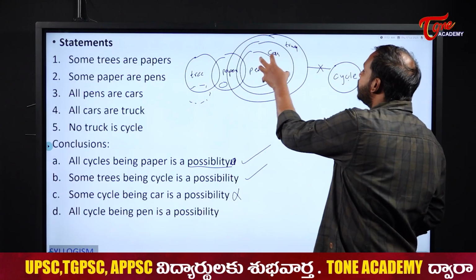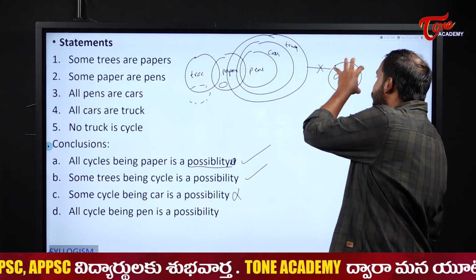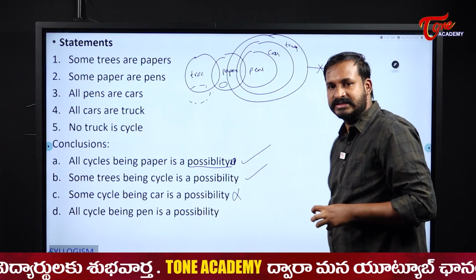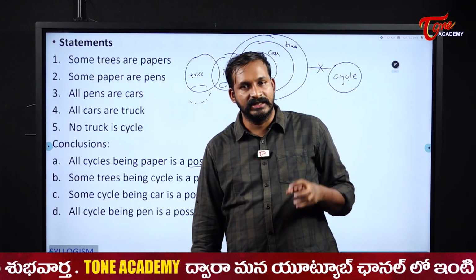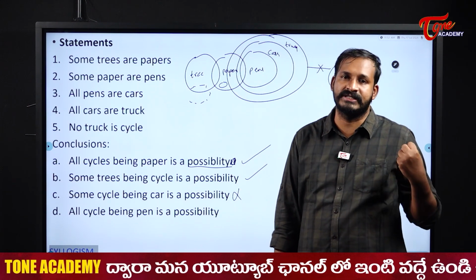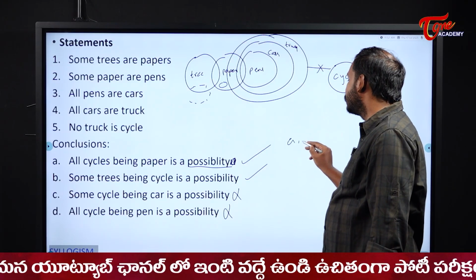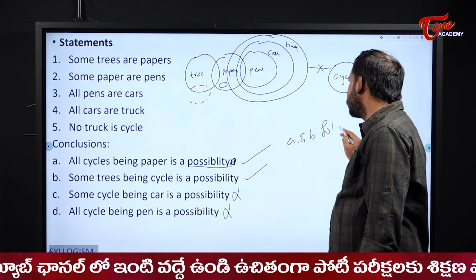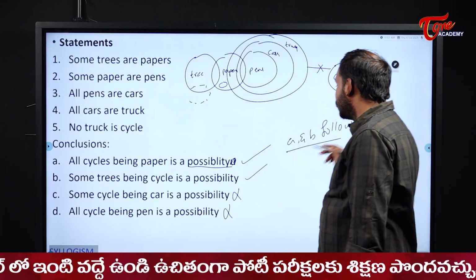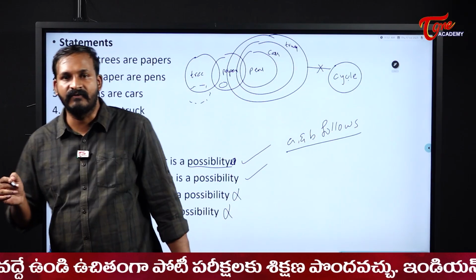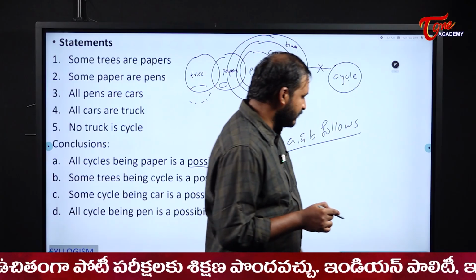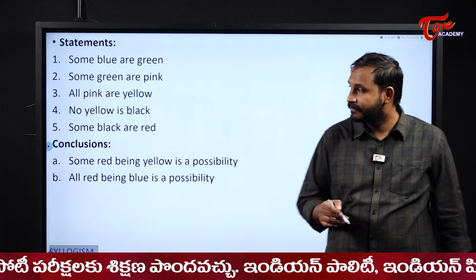Next, all cycle being pen is a possibility. That means I should put the cycles completely inside pens. Is it possible for me? No. It will be against my given statement. So this one is also false. So here A and B follow the given statements. Right? Now see the next one.